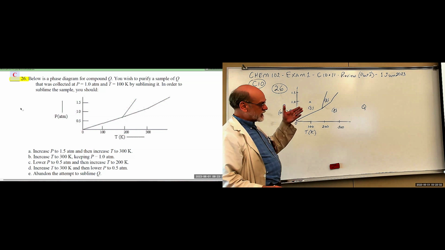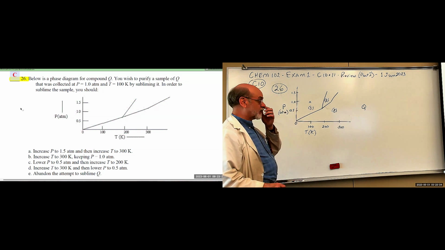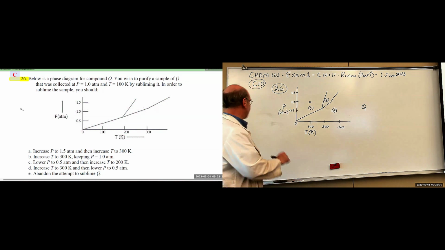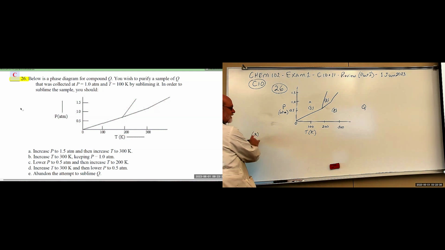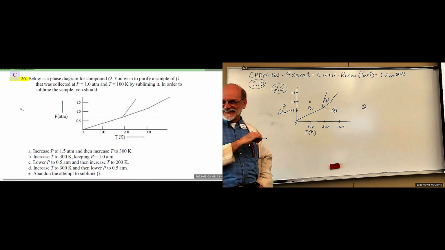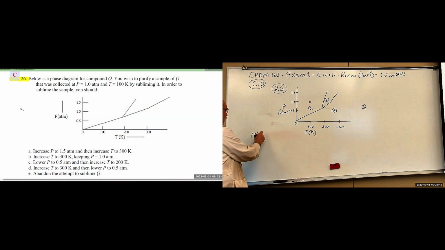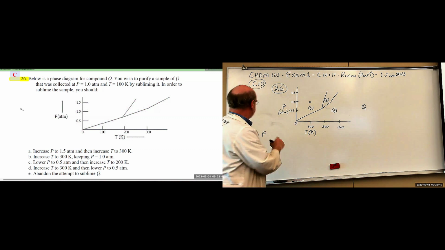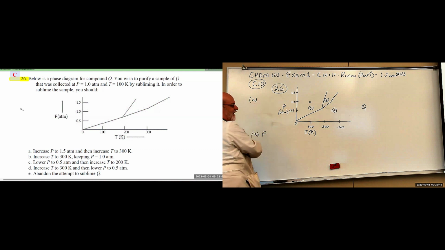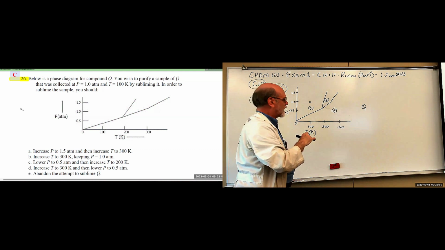Which one of these, A through E, would be the best way to do it? I like E. Abandon your attempt. There ain't no way, right? That's false. We're going to be able to do it. How about A? Increase pressure to 1.5 atmospheres.